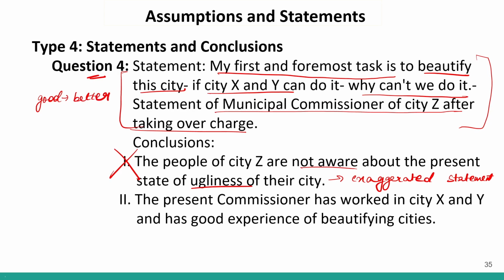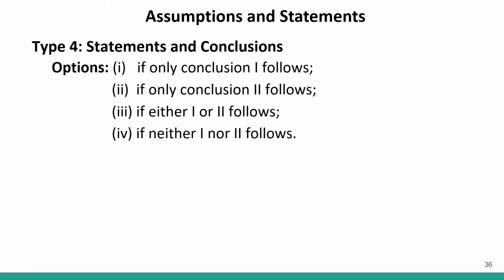Second one is the present commissioner has worked in city X and Y and has good experience of beautifying cities. Again, this is also irrelevant, because even if you have not worked in X and Y, they are just used for comparison. Does not mean that you have served tenure in that particular city as well. So both of these conclusions will not follow. So if I look at the options, option number 4 will be the correct answer, that neither 1 nor 2 follows. Okay? Option number 4 will be the correct answer.